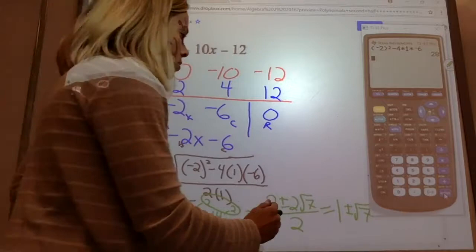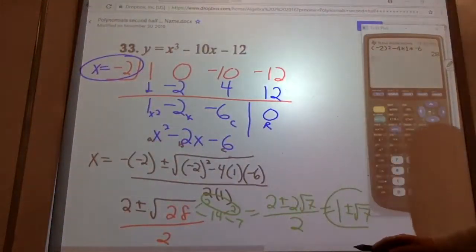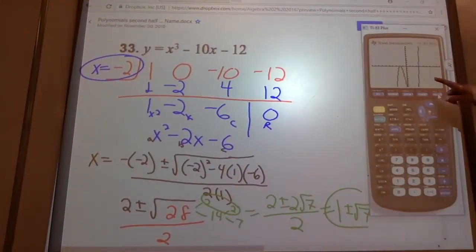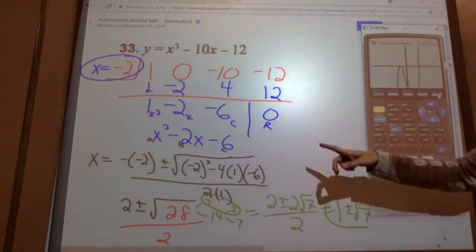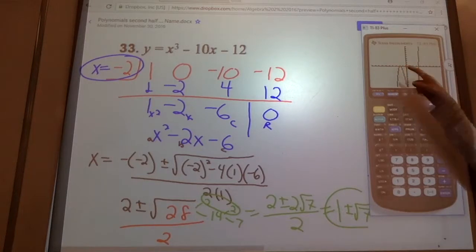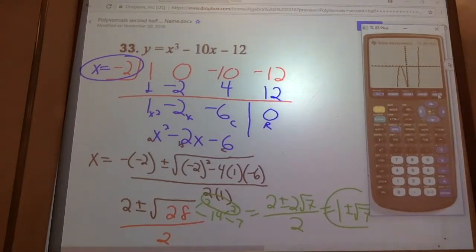Okay. So if you look at your graph, you can kind of see this is probably 1 plus square root 7. And then over here is 1 minus square root 7. Right? And 1 minus square root 7 is very close to negative 2. That's why it's hard to see. It's crossing in 2 spots there. So those are my 3 roots, right?